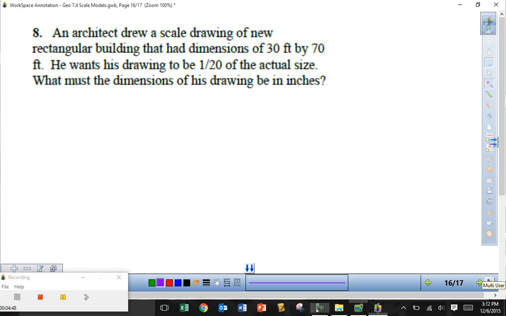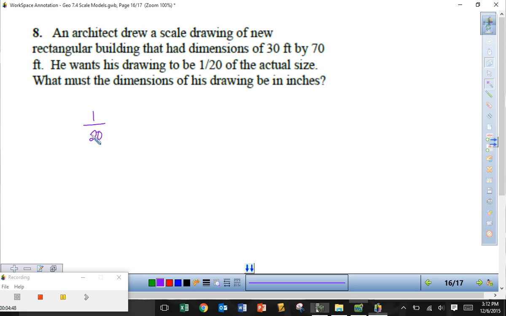Okay, last example like this, we've got an architect drawing a scale of a new rectangular building. Okay, well the actual dimensions are 30 foot by 70 foot, and he wants his drawing to be 1/20th of the actual size. Okay, what must the dimensions of his drawing be in inches? Okay, well notice here we were given 2 actual lengths, and we have to go find 2 model lengths. Okay, so what we want to do is set up 2 separate proportions here based on the scaling. Well, the drawing is 1/20th of the actual size. Okay, so we're comparing 1 to 20.